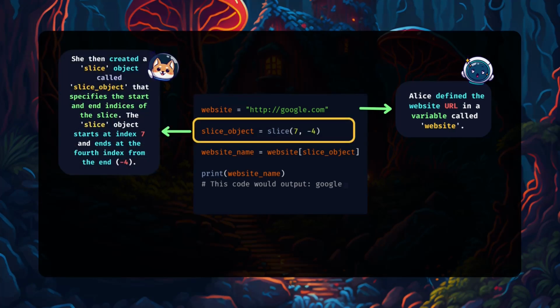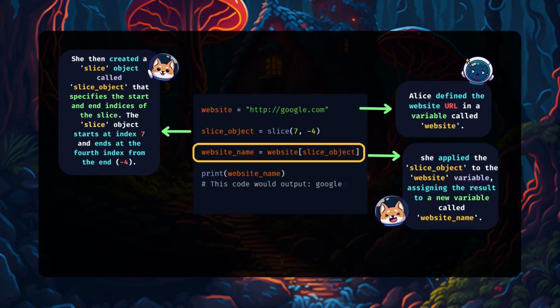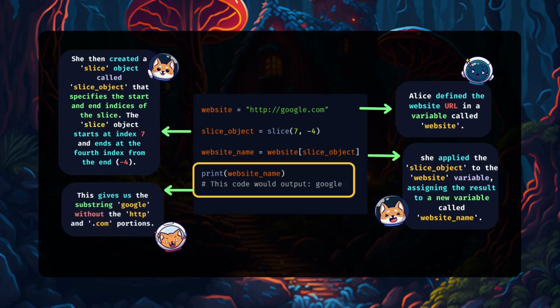She then created a slice object called slice_object that specifies the start and end indices of the slice. The slice object starts at index 7 and ends at the 4th index from the end, -4. Next, she applied the slice_object to the website variable, assigning the result to a new variable called website_name. This gives us the substring Google without the HTTP and .com portions.